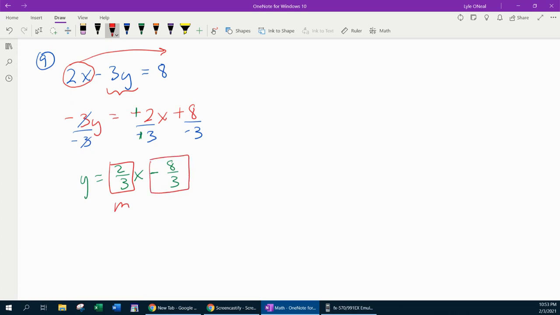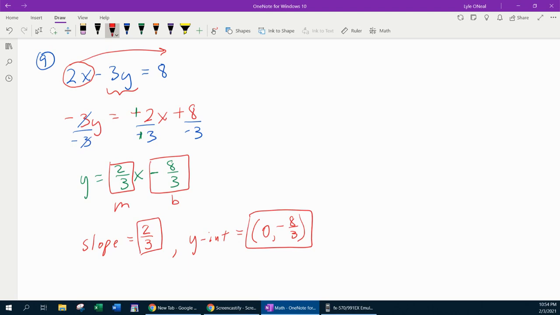The negative 8/3, that's my y-intercept. And again, depending on how they want it, you can say the slope is 2/3, and the y-intercept as an ordered pair, (0, negative 8/3). And that's going to do it for problem number 9.